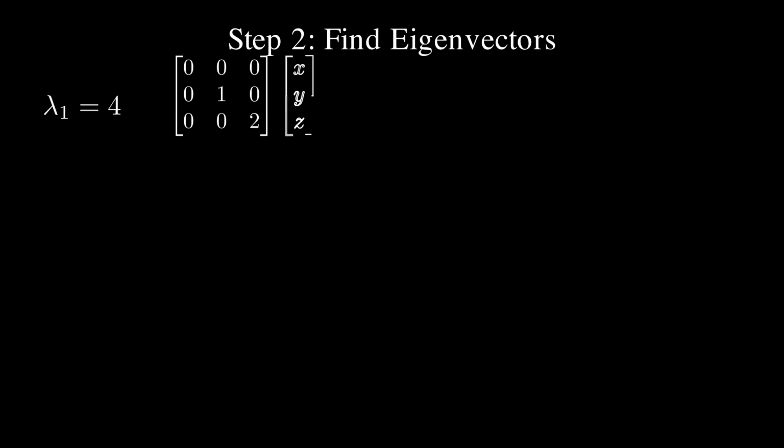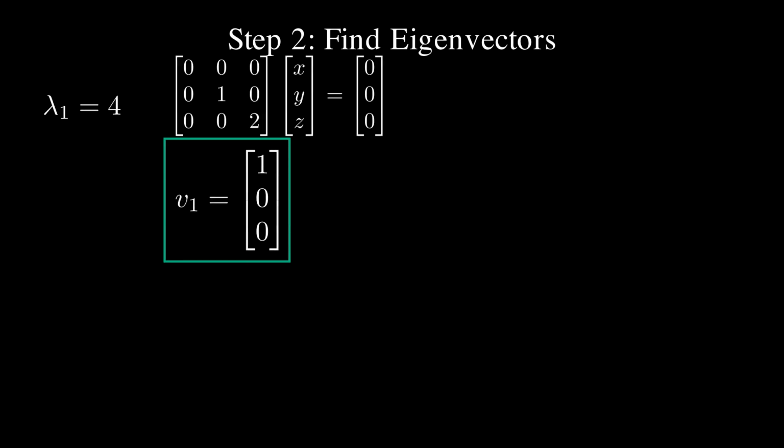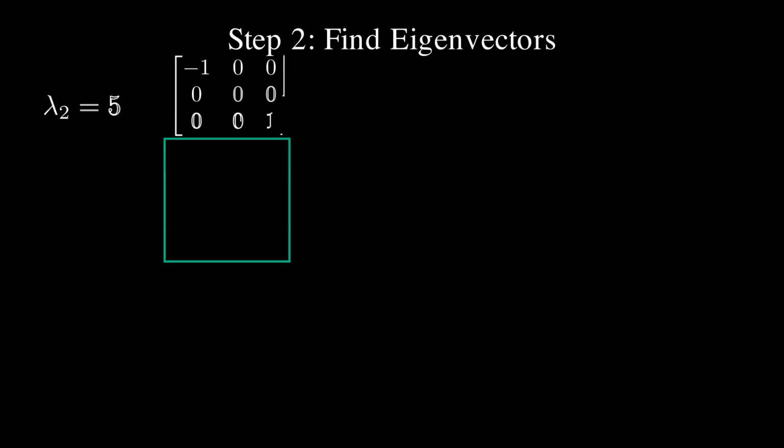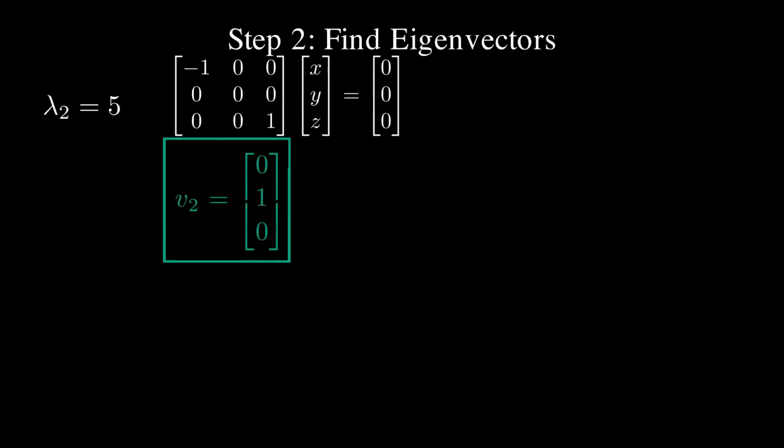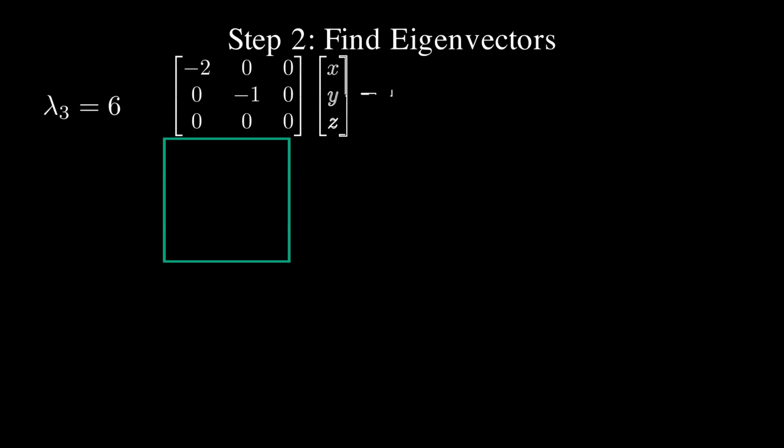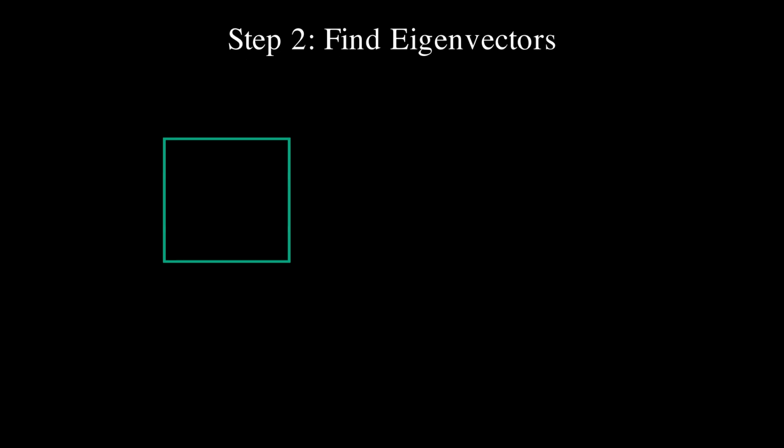Start with lambda equals 4. This system forces y and z to be 0, x is free. Choose x equal to 1. Now, for lambda equals 5, x and z must be 0, y is free. Set y equal to 1. Lastly, lambda equals 6. This time, x and y must be 0, and z is free. We pick z equals 1. And that's how you solve for eigenvalues and eigenvectors.